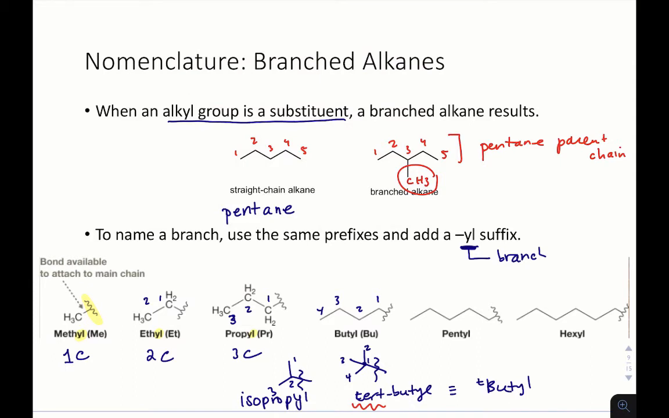It's worth pointing out what tertiary means. So tert is an abbreviation for tertiary. Tertiary means bonded to 3 other carbons. So look at carbon 1. It's bonded to 1, 2, 3 other carbons. So it's a tertiary carbon. And that carbon 1 is the one that's bonded to the parent chain, so we kind of care about it. It's a tertiary butyl.